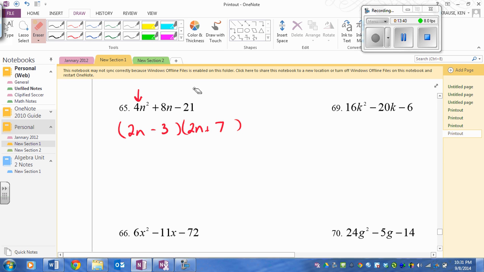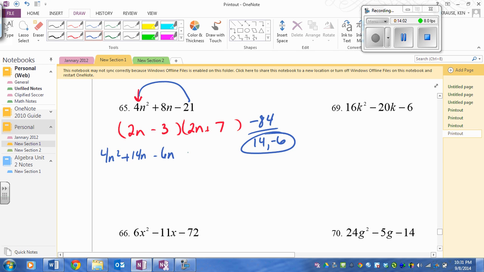Multiply these two together. Multiply these together. I get negative 84. Two numbers that multiply to negative 84 are 14 and negative 6, that add up to 8. 4m squared plus 14m minus 6m minus 21. To 2m now, 2m plus 7, and a minus 3, 2m plus 7, and those are your two factors.